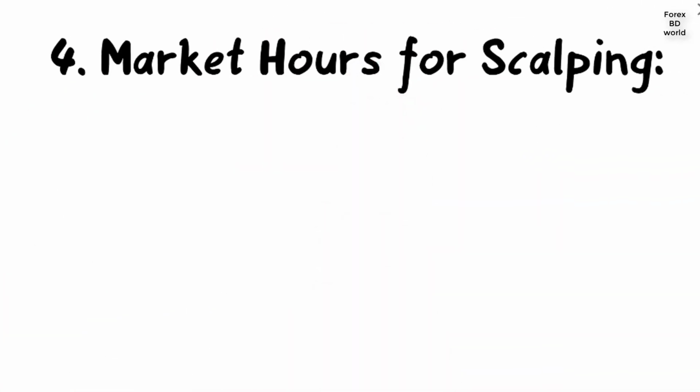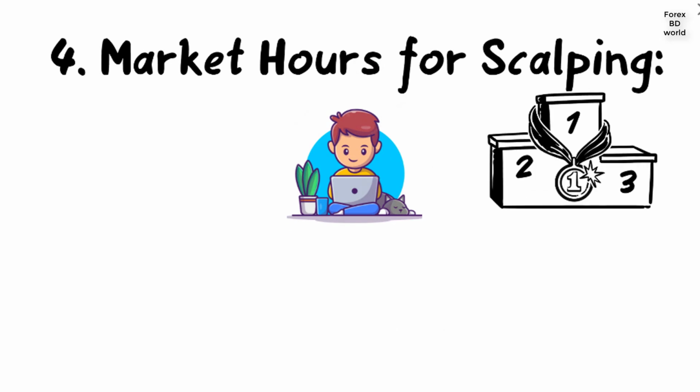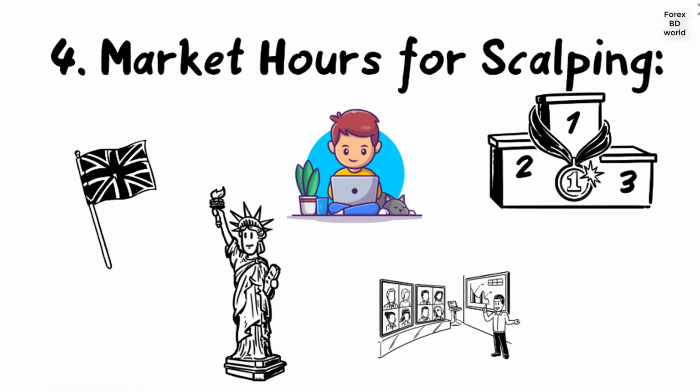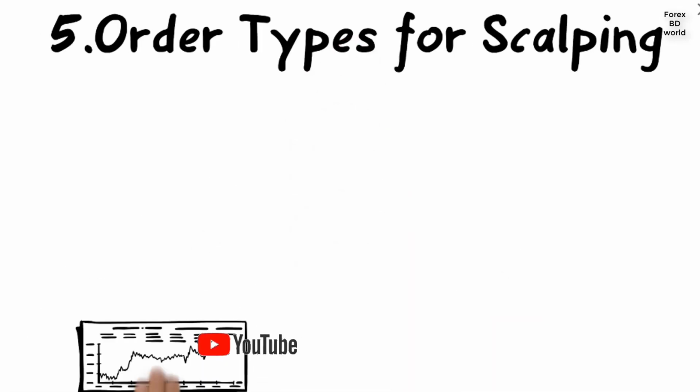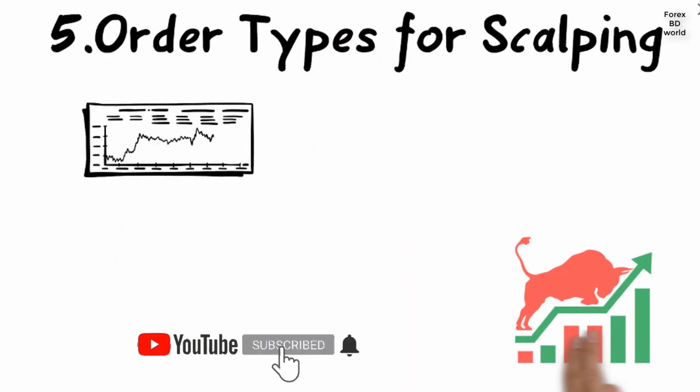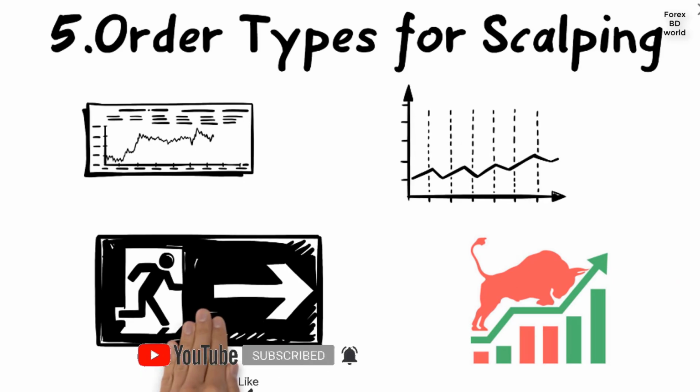4. Market hours for scalping. Scalping is best done during the London and New York sessions. 5. Order types for scalping. Scalpers use market orders or limit orders to enter and exit trades quickly.